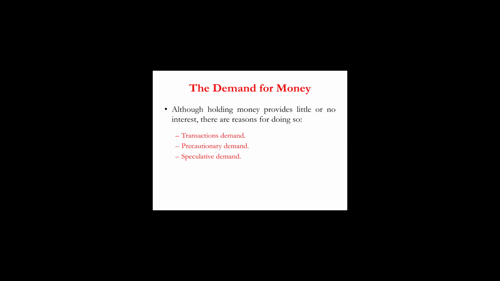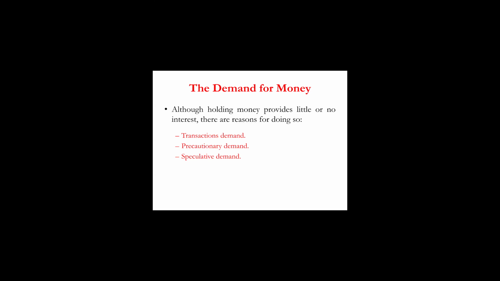Finally, I present to you speculative motive or speculative demand. This one means people are holding money for speculation. By speculative motive, we simply mean they're expecting some economic environment to change. So they are holding this money thinking that maybe things will change. Take, for example, maybe the prices of some goods are expensive now.